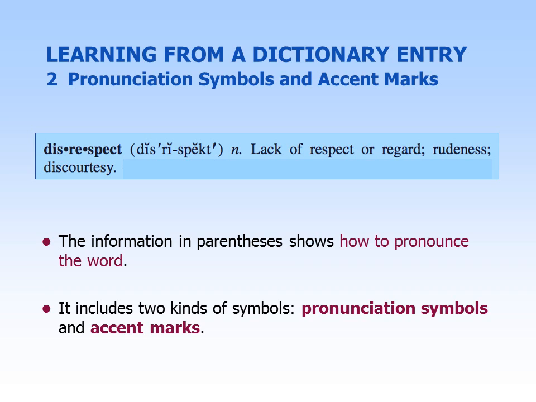Okay, next, dictionaries will give you pronunciation symbols and accent marks. You see the word disrespect, 3 syllables, and then it has the parentheses with some funny writing in the middle of those. The funny writing is the pronunciation of a word. So the information in parentheses shows you how to pronounce the word. It includes 2 kinds of symbols, pronunciation symbols and accent marks.